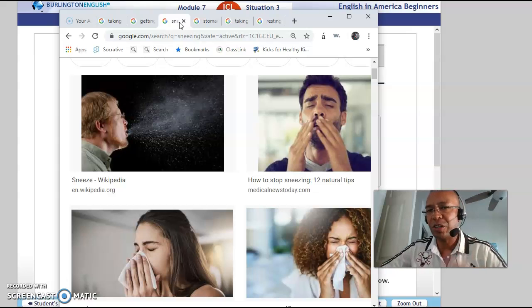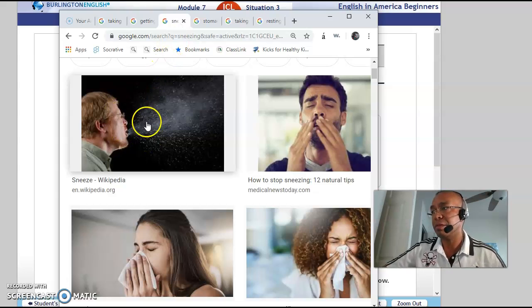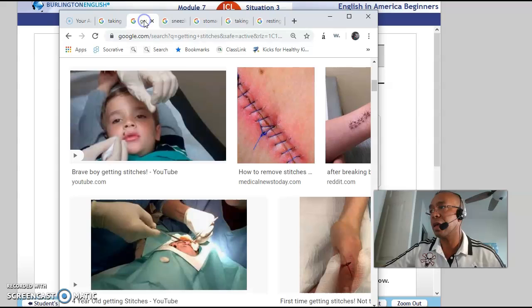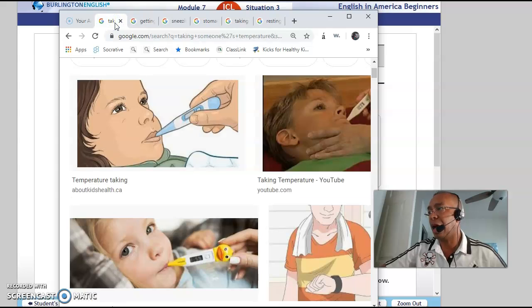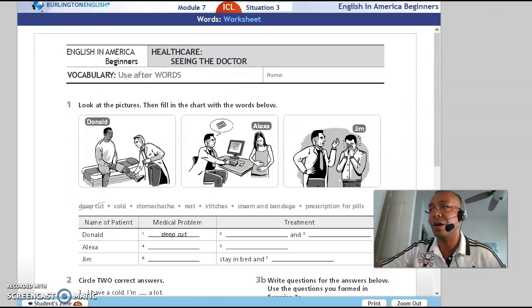And remember, I mentioned to always wear a mask now that you are in public, especially with COVID-19. It is important for us to do our best part as a citizen and help others and help ourselves, right? Sneezing was one of the words. Getting stitches, these are stitches, okay? You get stitches when you get a deep cut, okay? And taking your temperature. Make sure that you take your temperature, all right? To stay healthy and to be aware of what to do.